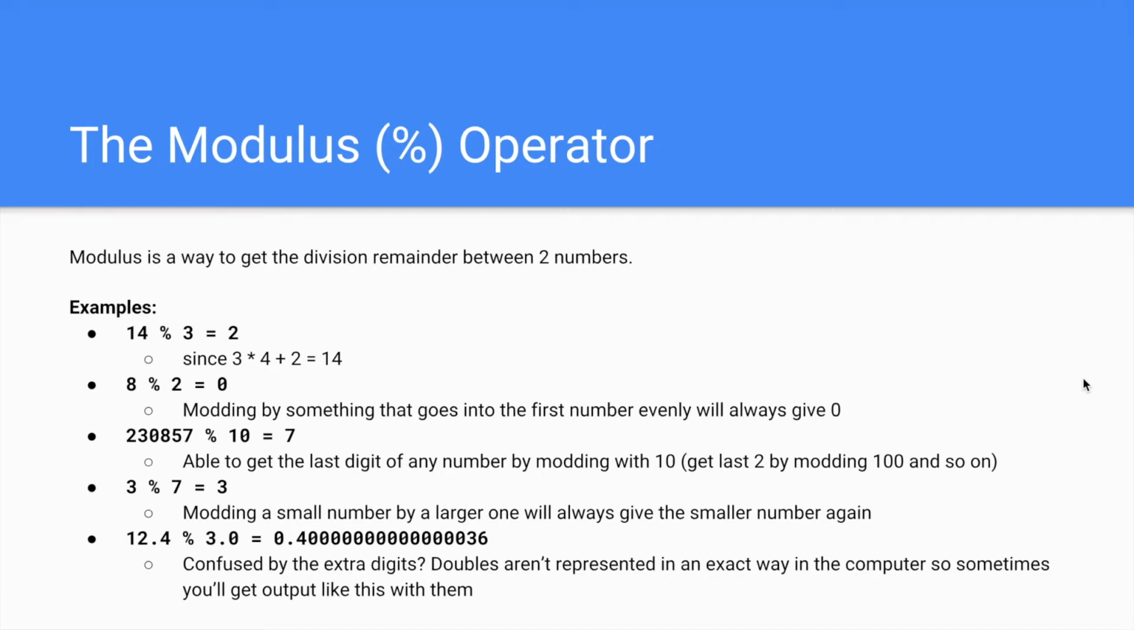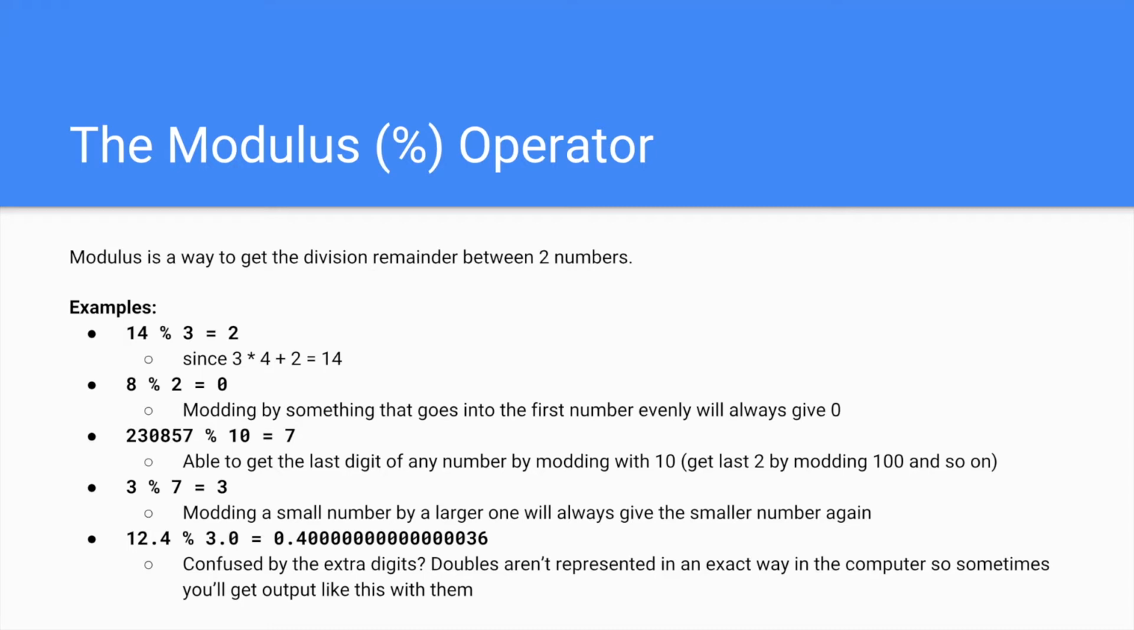230,857 mod 10 is 7. So modding by 10 is a way to give you the last digit of any number. You can also get the last 2 by modding by 100, and so on. 3 mod 7 is 3. So modding a small number by a larger one will always give you the smaller number again, right? Because 0 times 7 plus 3 is 3.